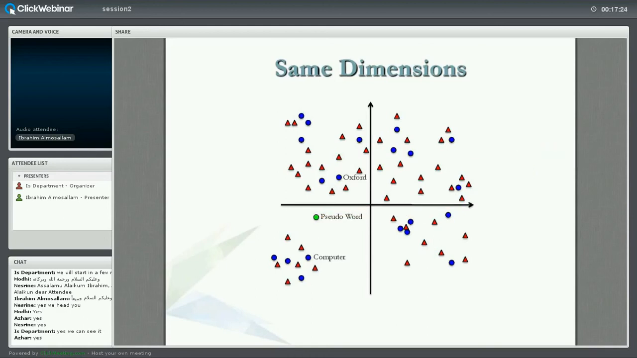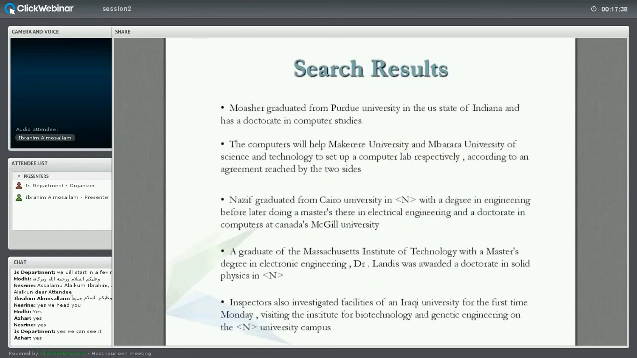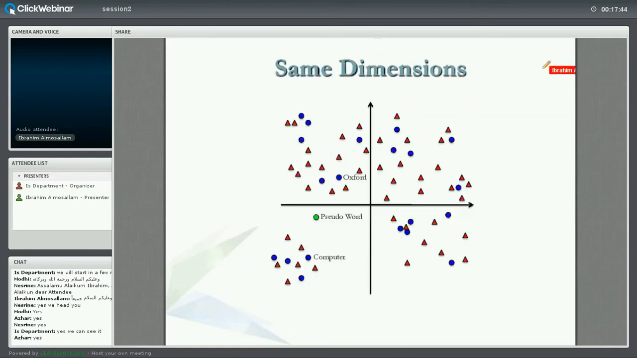But we can also extend that to the sentence level. These 500 features, we can map them. I won't go into the details, but these are preliminary results that I was able to produce by searching for sentences closest to this pseudo word.